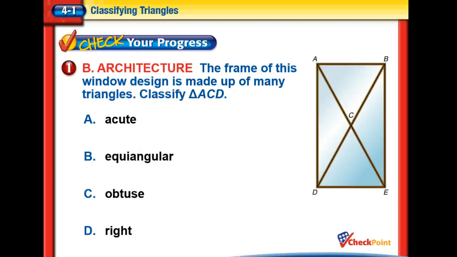Okay, here's 1B. The problem has stayed the same, the drawing has stayed the same, but now we're looking at triangle ACD. Look, I circled better this time. ACD. Again, is it acute, equiangular, obtuse, or right? And please write the word, you guys. Don't just write what letter choice you're making.